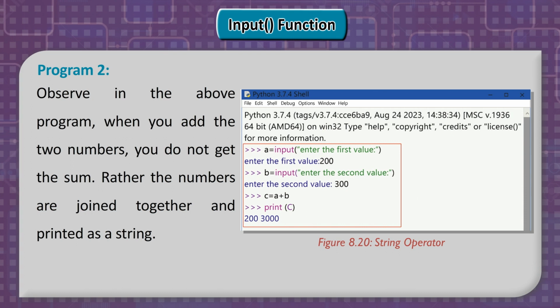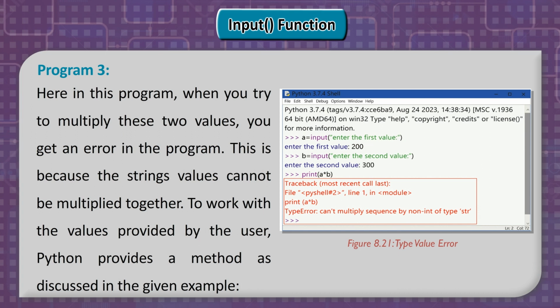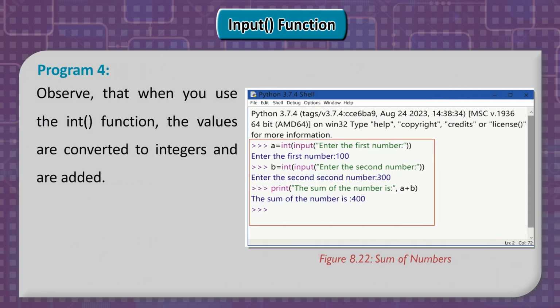Figure 8.20. String operator. Program 3. Here in this program, when you try to multiply these two values, you get an error in the program. This is because the string values cannot be multiplied together. To work with the values provided by the user, Python provides a method as discussed in the given example. Figure 8.21. Type value error. Program 4. Observe that when you use the int function, the values are converted to integers and are added. Figure 8.22. Sum of numbers.